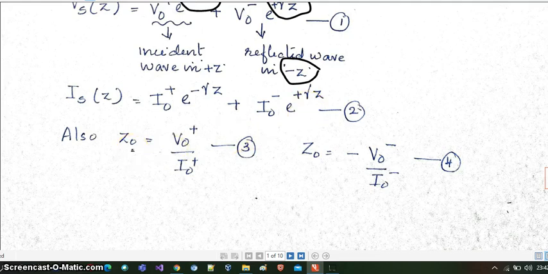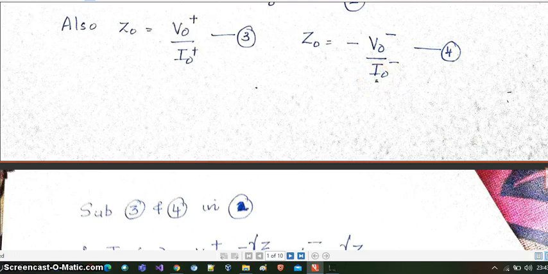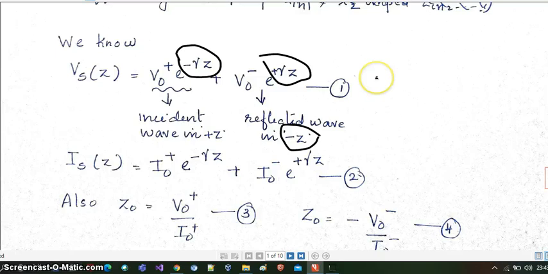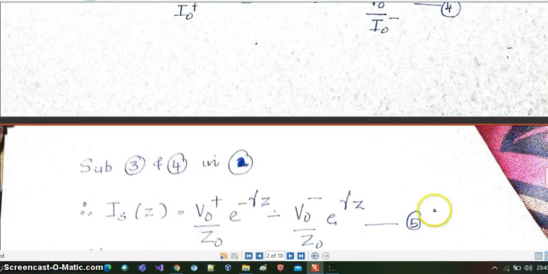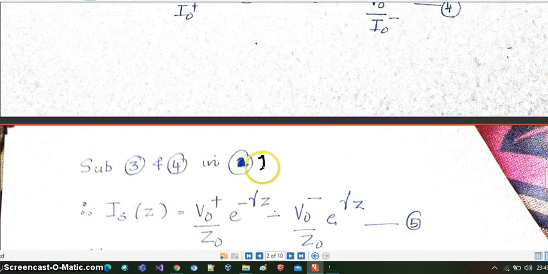Also we know Z0. What is Z0? That is your characteristic impedance. You have Z0 is equal to V+ by I+. Also we have Z0 is equal to minus of V0- by I0-. This also you can go through in the previous derivations under characteristic impedance of transmission line. Now, these equations 1, 2, 3 and 4 are already derived. Next, we are going to substitute 3 and 4 in equation 2.